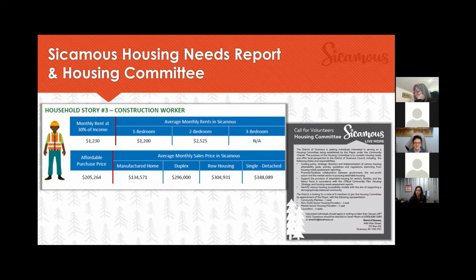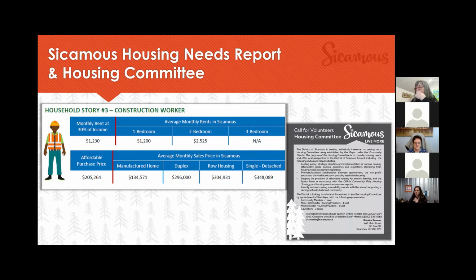In addition, the district has also put out a call for 3 volunteers to participate on the mayor's standing housing committee. Applications are being accepted until Friday, January 28th, so this week. One of the first items of business for the committee will be to review the housing needs assessment and provide recommendations to council on how to update the district's housing strategy, which was created in 2009 by the last committee, to address the gaps identified in the report.